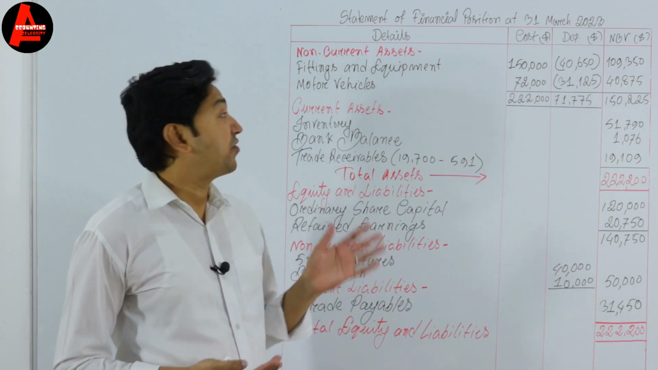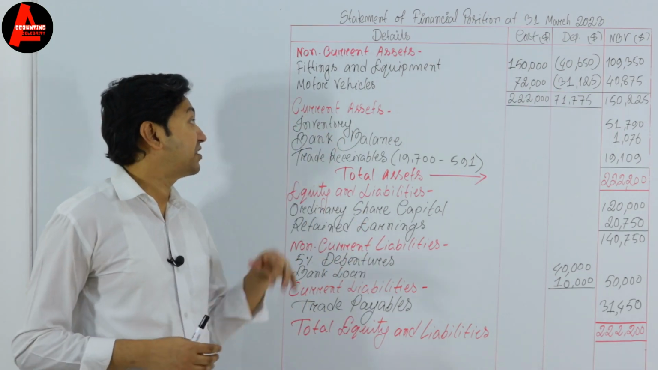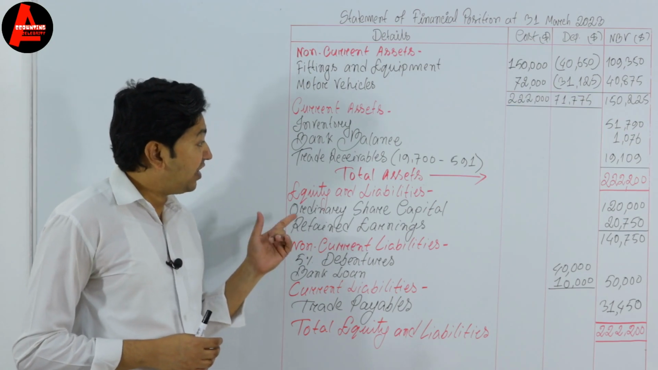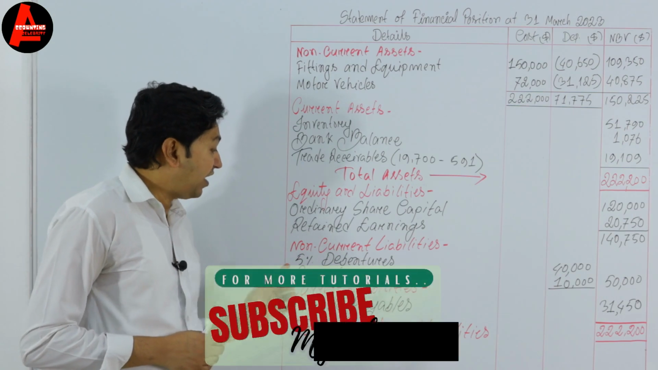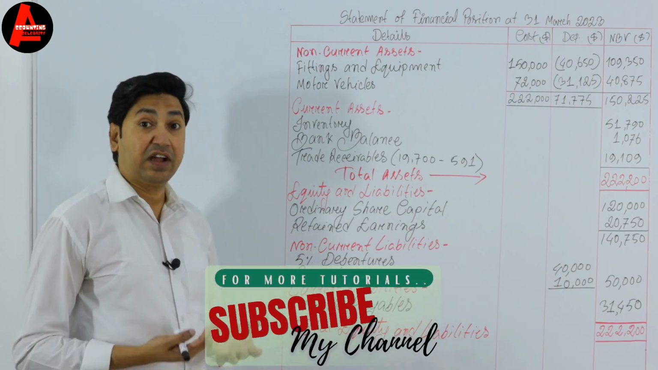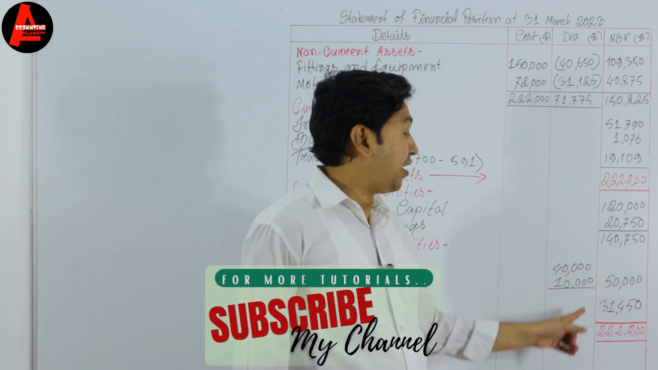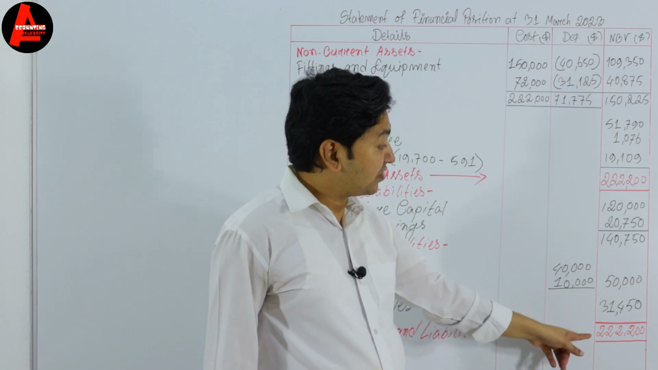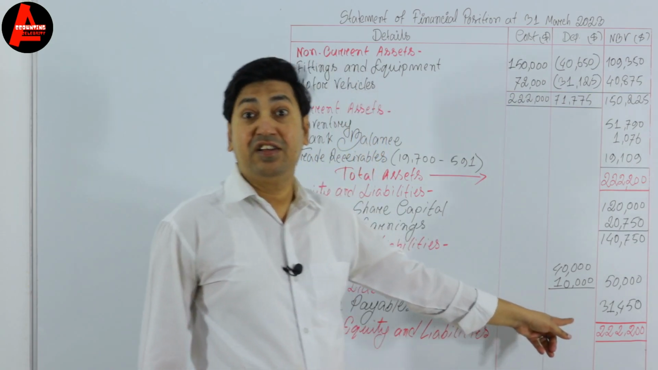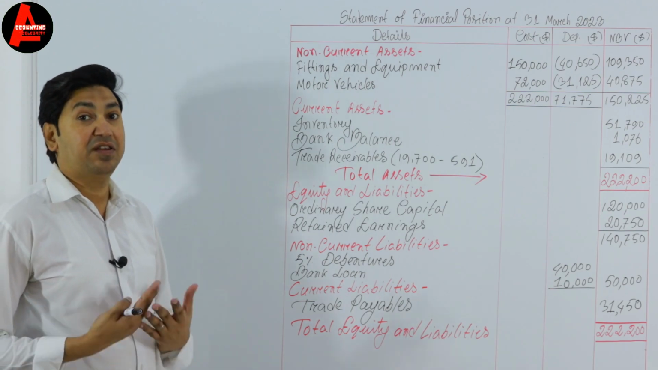I recommend you please watch that video, then you come back here. Okay, we know there are 5 sections in the statement of financial position: non-current assets, current assets, equity and liabilities. Here we have non-current liabilities and current liabilities. So the accounting equation: total assets equal capital plus liability. So you can watch it if you have a problem in preparing a balance sheet.